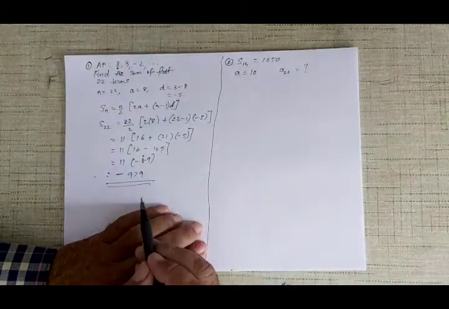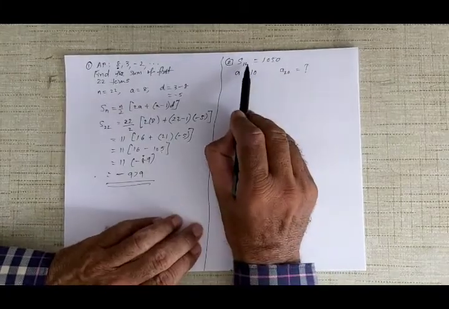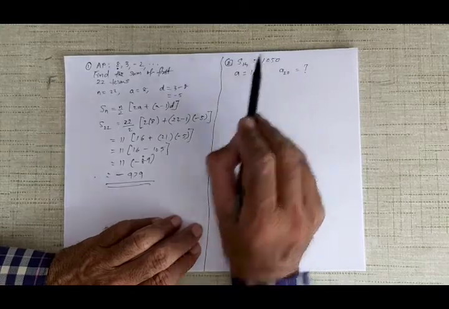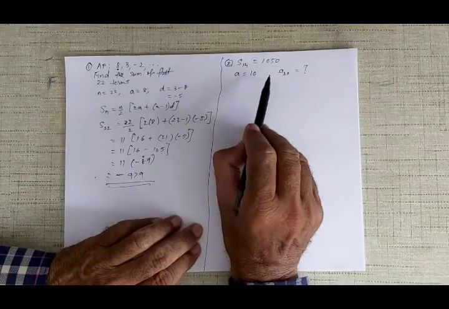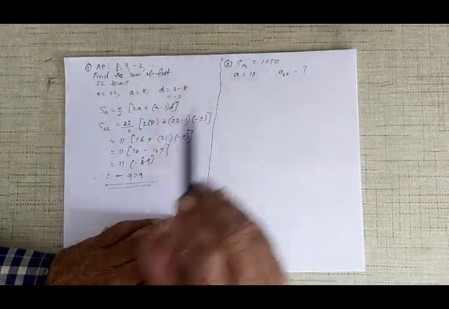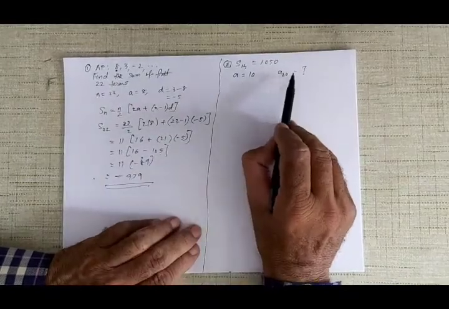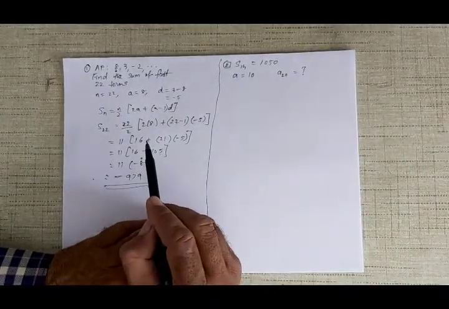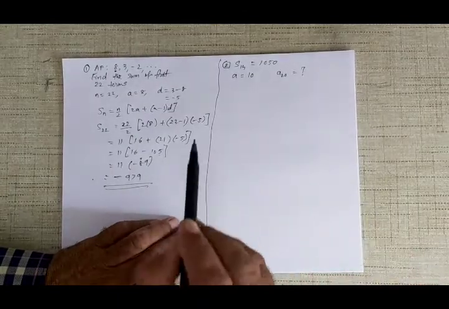Okay, we are supposed to find the 20th term. What are we given? We are given the sum of the first 14 terms as 1050. The first term is given as 10. You want to find the 20th term. But to find the 20th term, you will require the common difference D, which is not given to us. So we will have to first find D.